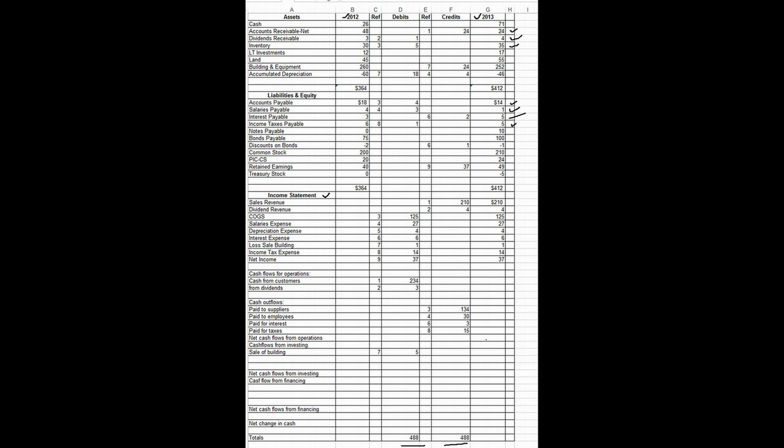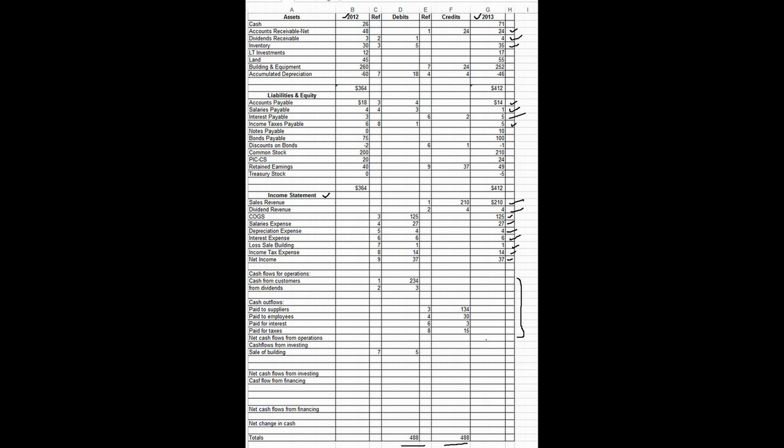Let's see if I dealt with all my income statement items. Revenues, cost of goods sold, salary expense, depreciation expense, interest expense, building loss, income tax. Yep, I've got that 14 down. And net income to balance, and it's been recorded in retained earnings. It looks good. Now all I need to do for this section is to net the cash flows from operations, or this section right here.